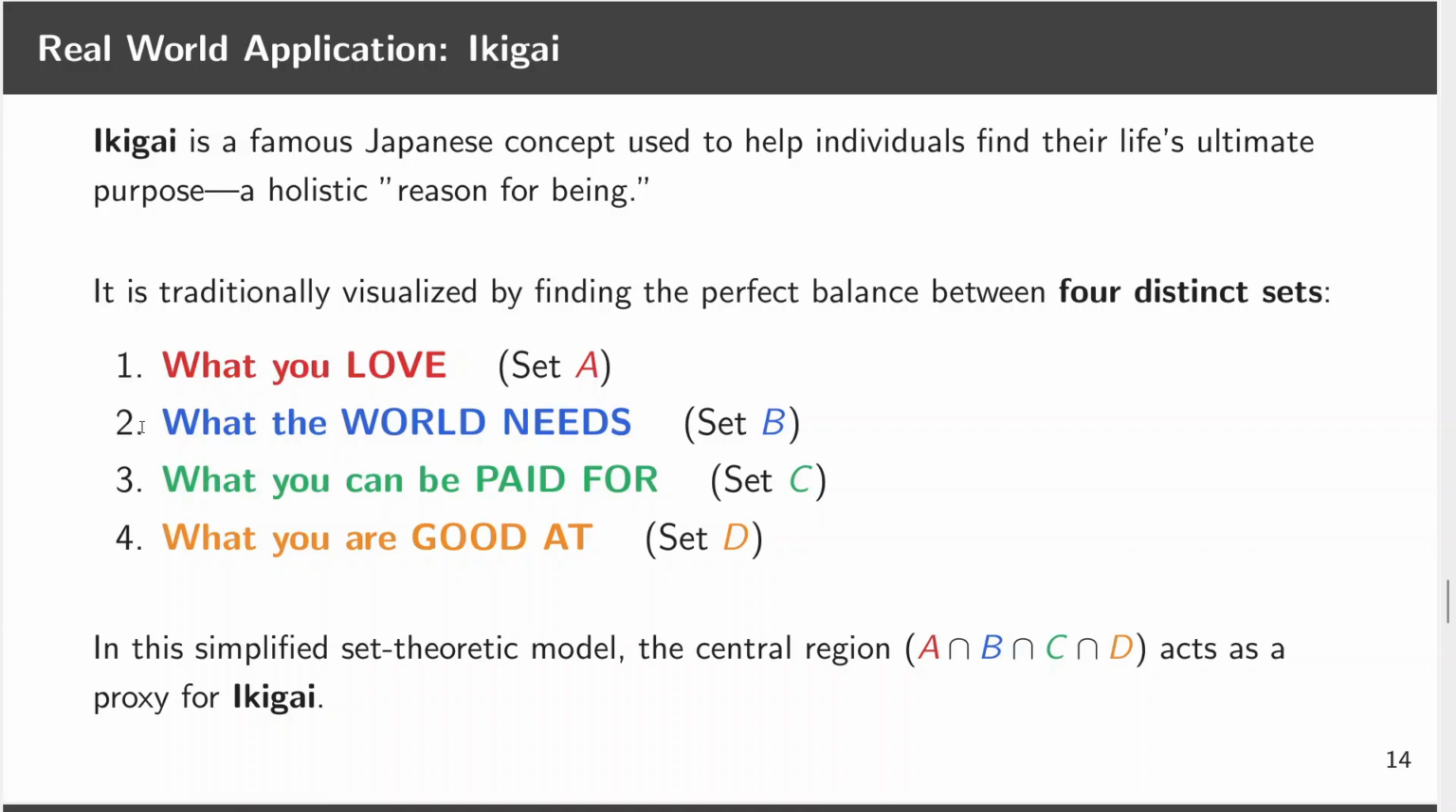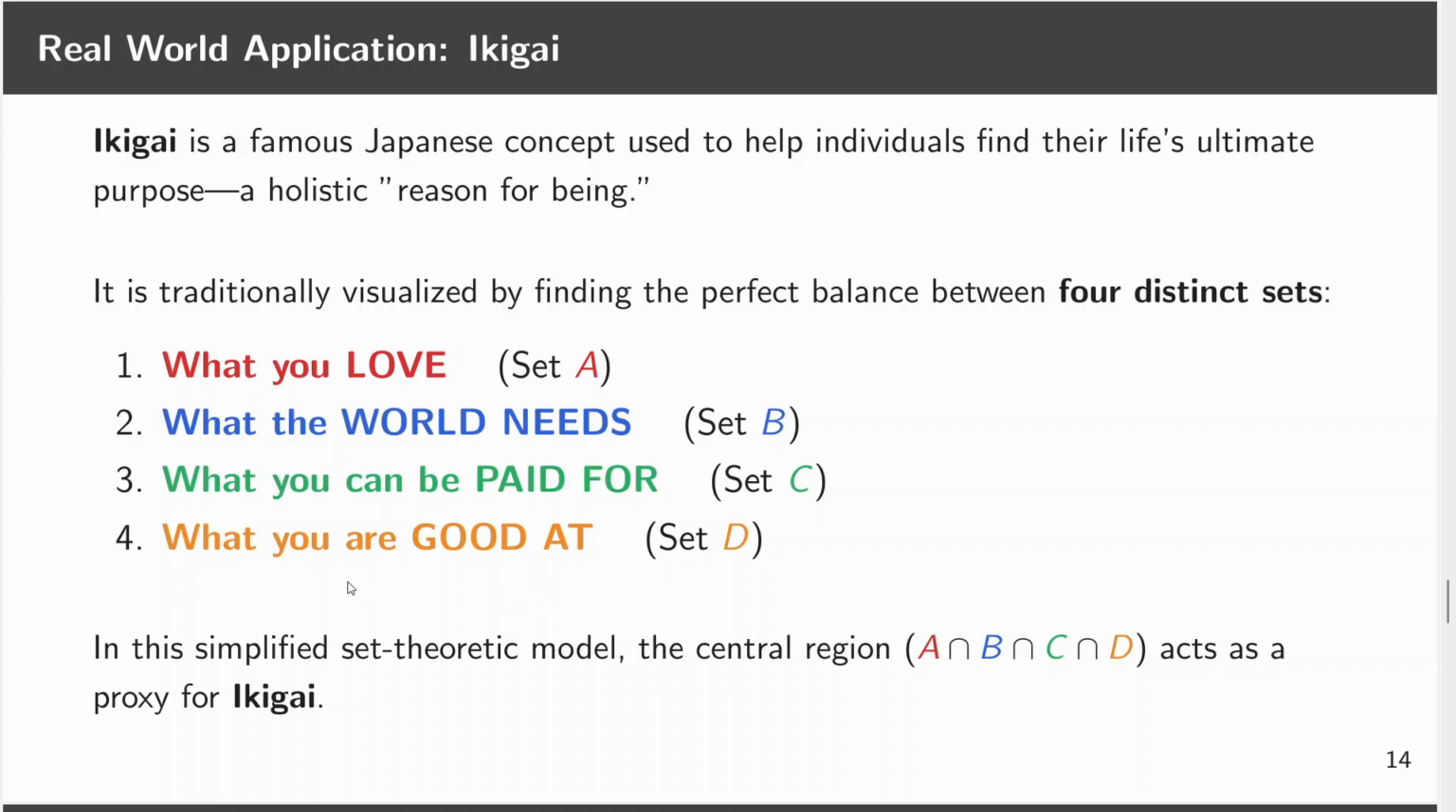Set B, what the world needs, the things that are genuinely valuable to other people and to society, the things that make a difference beyond yourself. Set C, what you can be paid for, the things that have real economic value, the skills or services that people or organizations will exchange money for. Set D, what you are good at, your genuine strengths and competencies, the things you do with skill and ease.